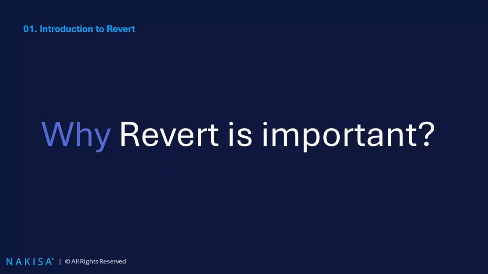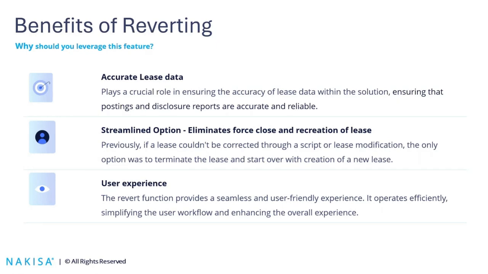Why is revert important? The few benefits of the revert functionality here is that you can have the accurate lease data. It plays a crucial role in ensuring the accuracy of the lease data with the solution, ensuring that postings and disclosure reports are accurate and reliable. It also helps in eliminating any foreclosure of any contracts and recreation of it.